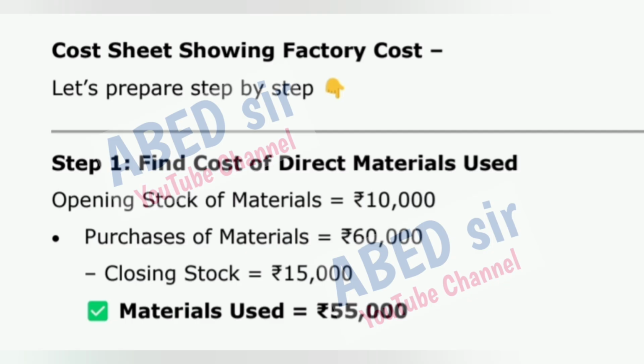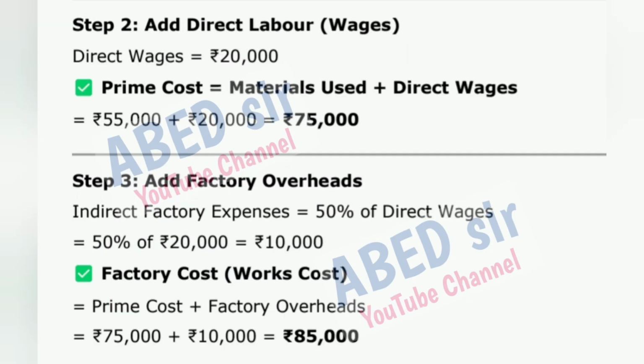Step 1. Find cost of direct materials used. Opening stock of materials is equal to 10,000 rupees. Purchases of materials is equal to 60,000 rupees. Closing stock is equal to 15,000 rupees. Materials used is equal to 55,000 rupees. Step 2. Add direct labor, wages. Direct wages is equal to 20,000 rupees. Prime cost is equal to materials used plus direct wages is equal to 55,000 rupees plus 20,000 rupees is equal to 75,000 rupees.